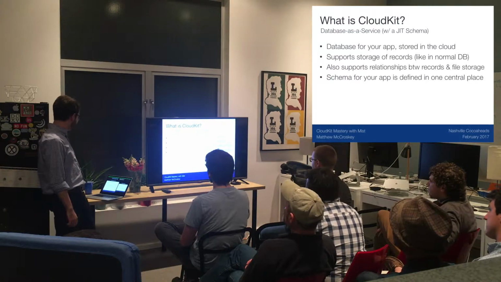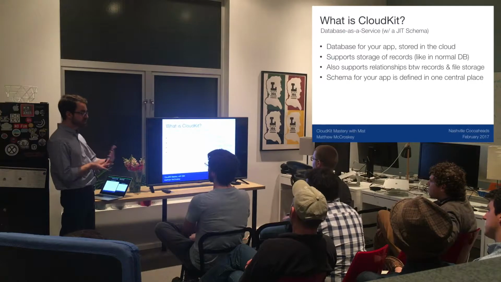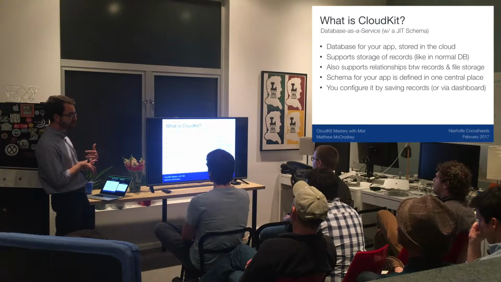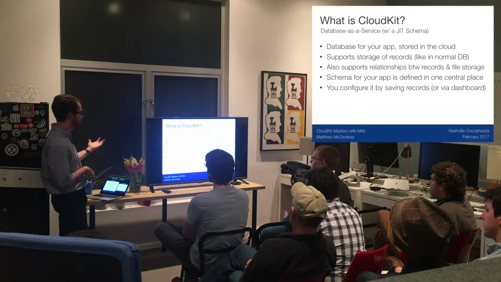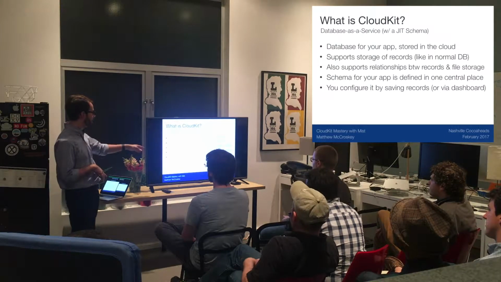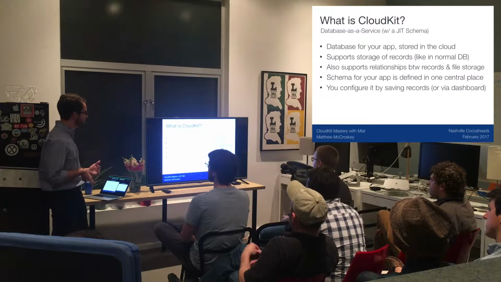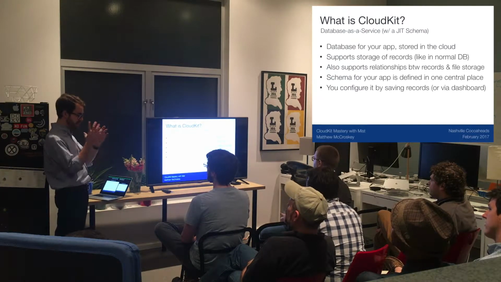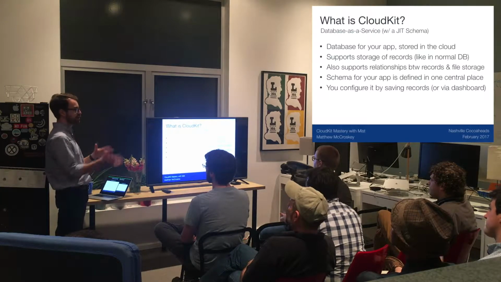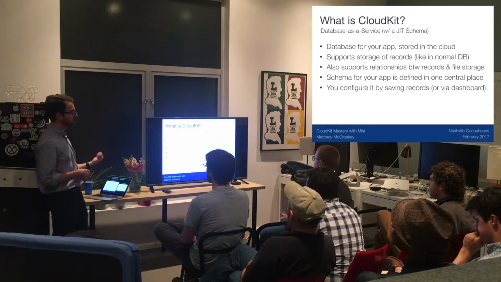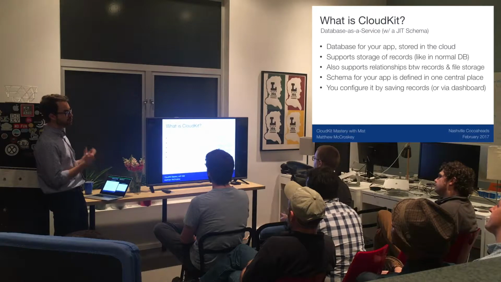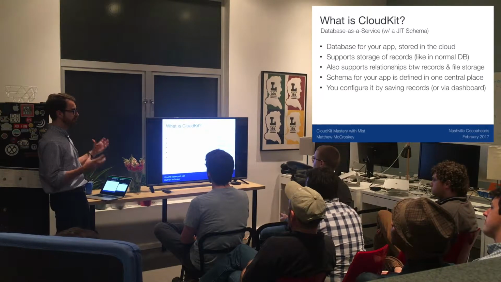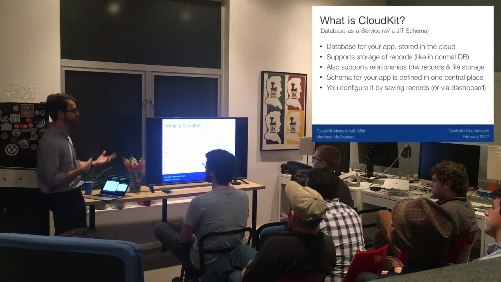So the schema for your app is defined in one central place, and you can configure that schema either by saving records or by configuring it in a web dashboard that's provided to you. And that's what I mean by just-in-time schema. With many databases, you have to carefully plan your schema out, design it all at once, and then start using it. If you ever want to make changes, you have to go back and make changes. With CloudKit, until your application is in production, you can continue to change the schema. And it's as easy as just saving a record that represents a new type of object.